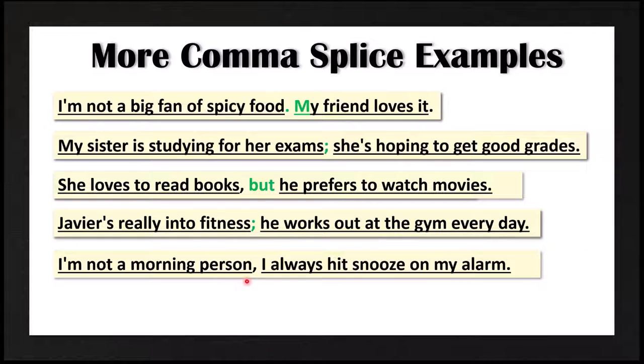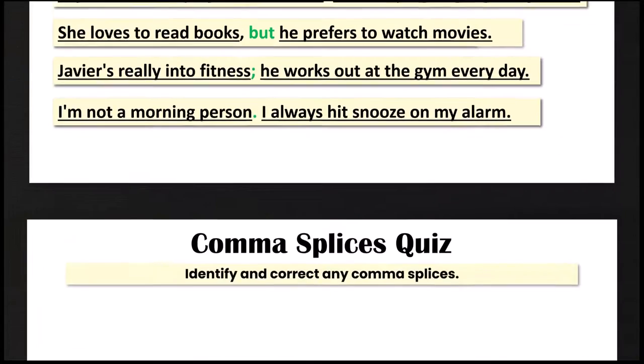Finally, I'm not a morning person, period. I always hit snooze on my alarm. And in this situation, I does not change because I is always capitalized, whether or not it's at the beginning of a sentence. So now let's do a quiz.